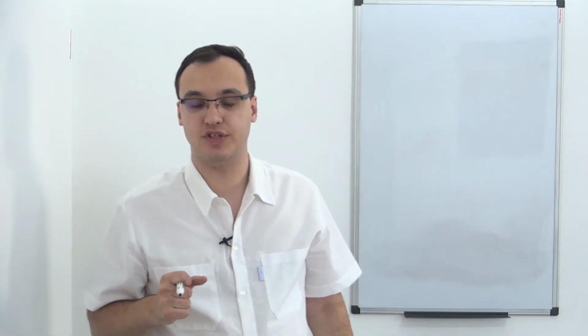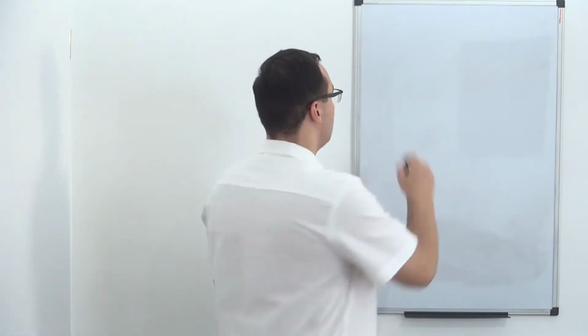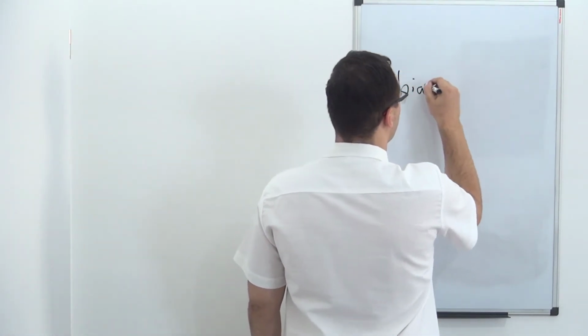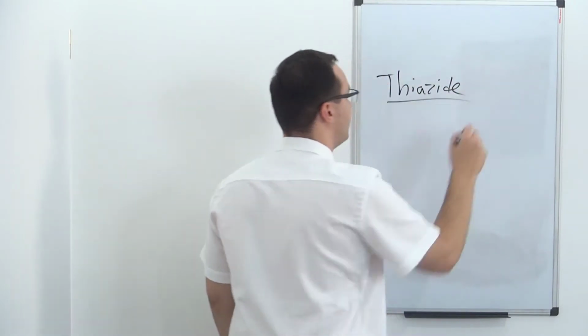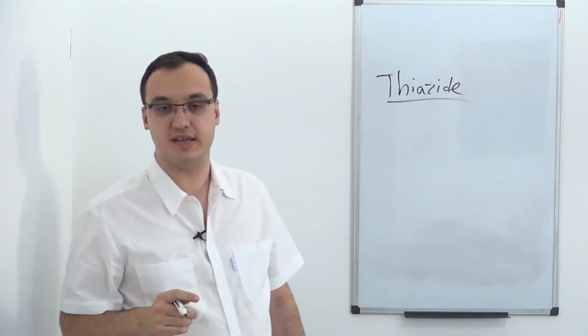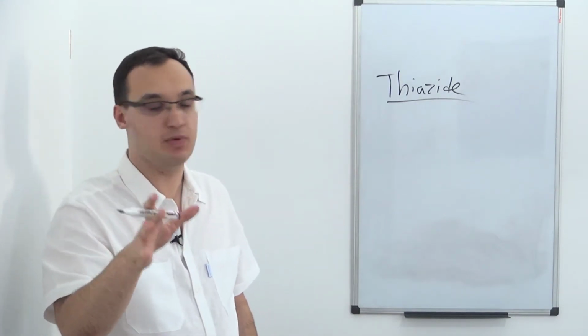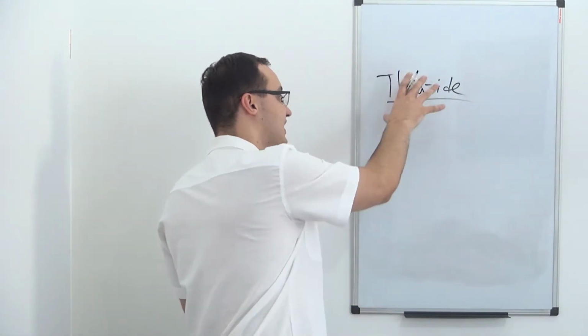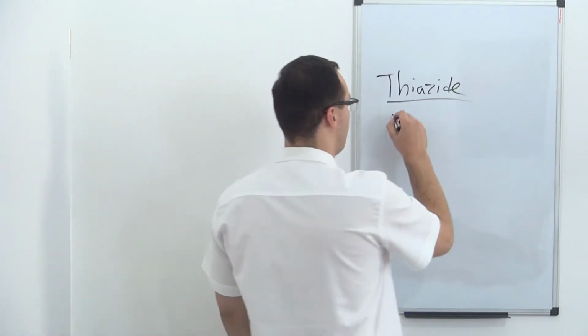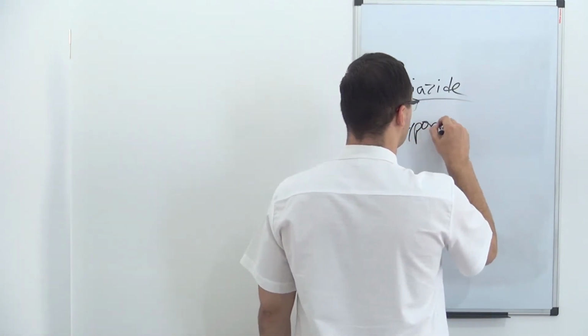Hello. So the causes of hyponatremia are many, and one of them is medications, thiazide diuretics. Thiazide diuretics, not loop diuretics, because there exist diuretics of thiazide type and loop diuretics, for example. And it has been shown that thiazide diuretics cause hyponatremia.